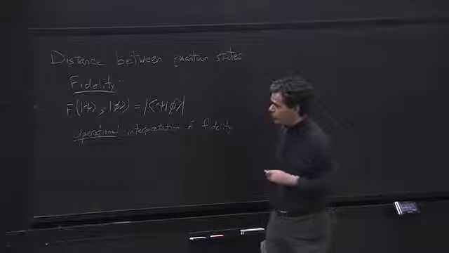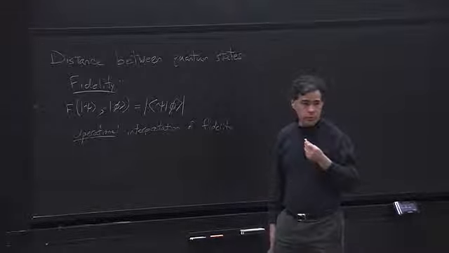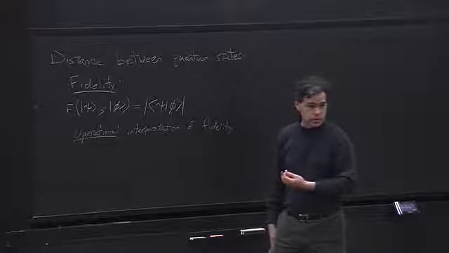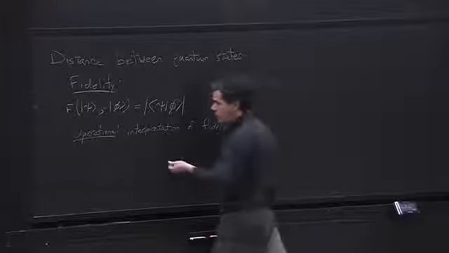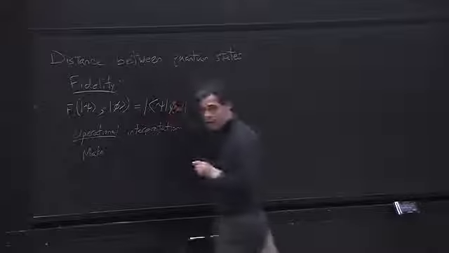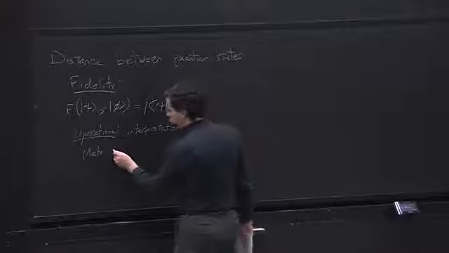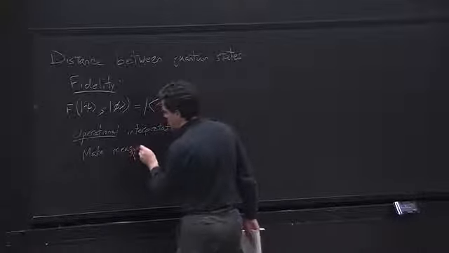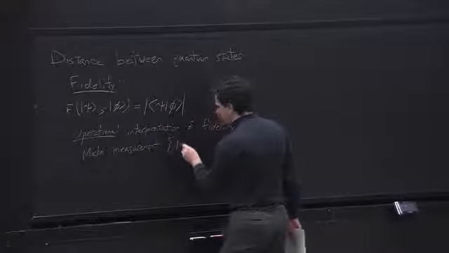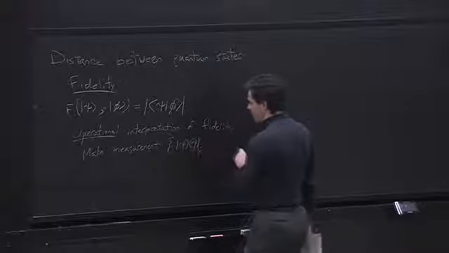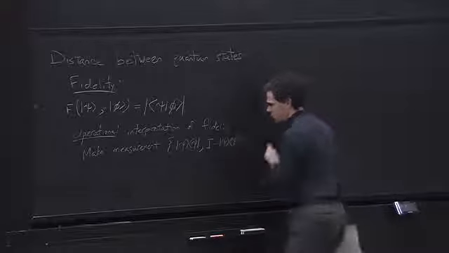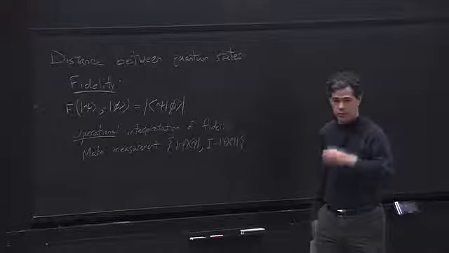The operational interpretation is, suppose somebody gives you one of these two states, psi or phi, and you make a measurement. You think that it is probably psi, but you want to check that. So to do that, what would you do? Well, you'd make the measurement that's psi and then the orthogonal subspace to psi. So this is the measurement that tells you, is it psi or not psi?